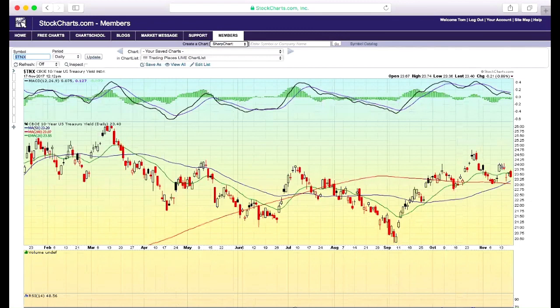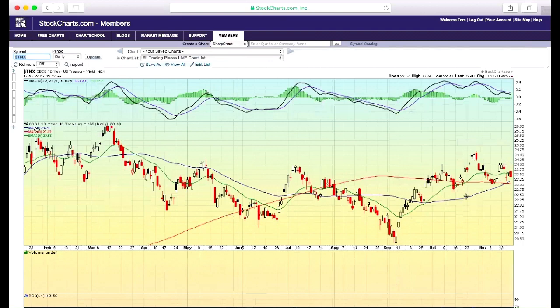And right now it looks like we're just consolidating around 240. And 240 has been a pretty big level, with the exception of that very brief breakout at the end of October. You can see the 240 for about the second half of 2017 has been a very difficult level to get through. I think it would be bullish for equities if we see that yield move through 240.